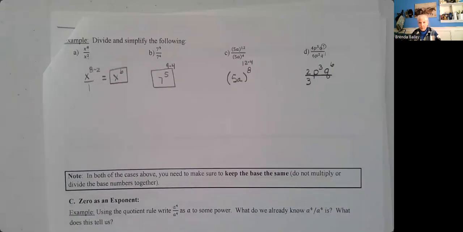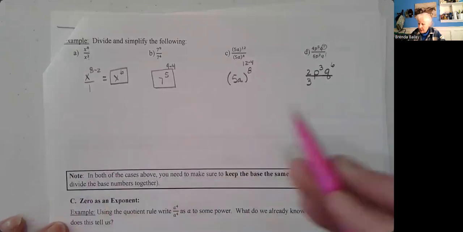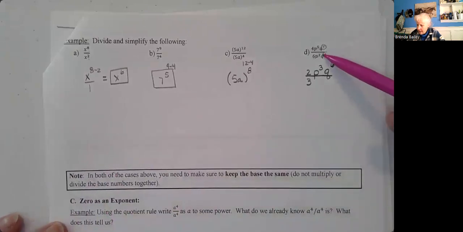I had to stop the recording for a second. So looking at this here, again, this is a key. 7 minus 1 is the 6. You've got to put the 1 in here. If there's nothing there, it means there's a 1.